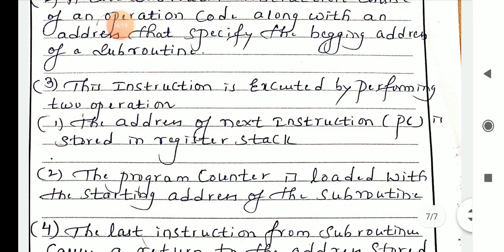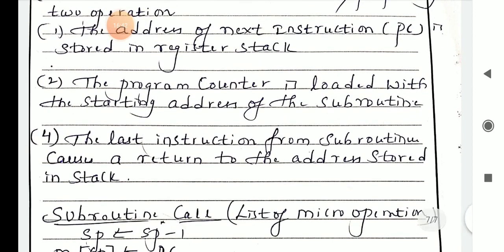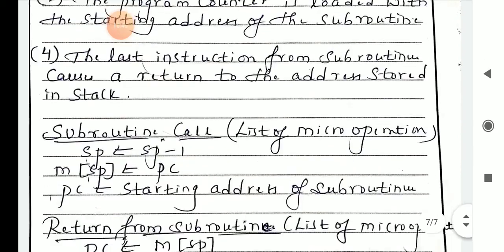This instruction is executed by performing two operations. First one, the address of the next instruction is stored in the register stack or memory stack. So that is the program counter. And second one, the program counter is loaded with the starting address of the subroutine. And last one, the last instruction from the subroutine causes a return to the address stored in the stack.